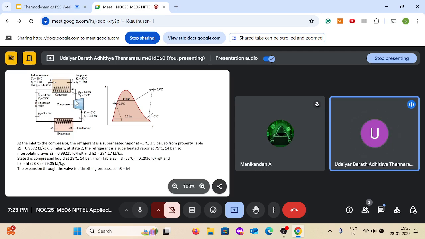So you have a compressor, condenser, expansion valve, and evaporator. You are compressing it and rejecting heat in the condenser, which is used to heat up whatever your requirement is. Your air is coming in at 20 and going out at 50, and then you are expanding in the valve and going to the evaporator. So this is your process.